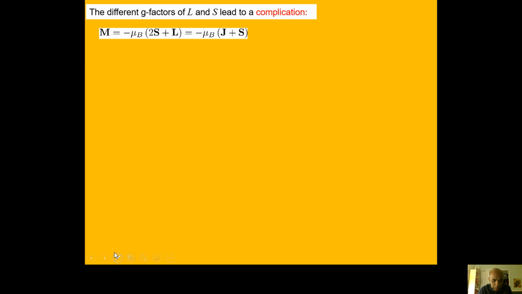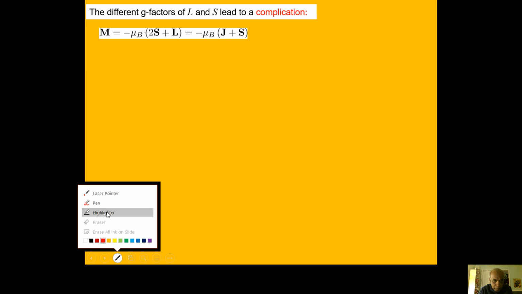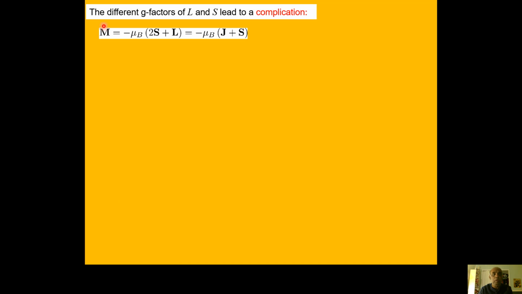that is given by minus mu B, 2S plus L, right? Because 2 is the gyromagnetic factor coming with S. So here we have factor 1. But now if you write 2S as S plus L, then you have 1 S plus L become J, and then you can write this as J plus S.